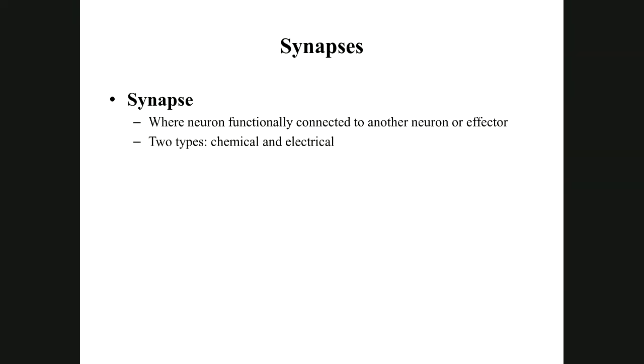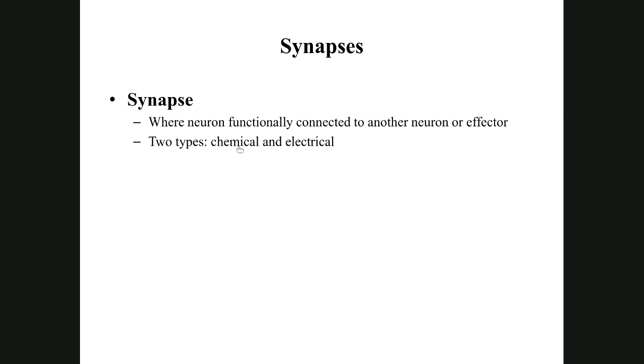We have two main forms of synapses, but don't forget a synapse is a connection between a neuron and another cell. It may be a neuron and another neuron to keep the pathway going, or at the end of the whole cycle we have a neuron synapsing with an effector, with our muscles or our glands. There are two types of synapses. We have electrical synapses and we have chemical synapses.